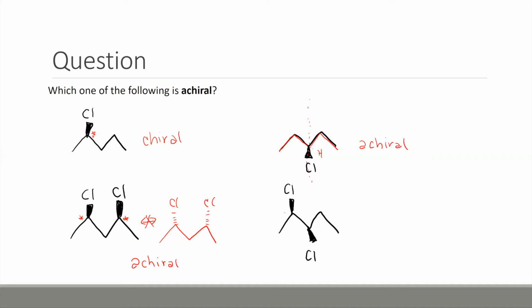Here, again, we have chiral centers here and here. Now, if you generate this mirror image, you'll see that they are not superimposable on each other. That's because one end of this molecule is longer than the other end of this molecule. So if you rotated it around, they would not be superimposable. So these are actually enantiomers of each other, meaning this molecule is chiral.